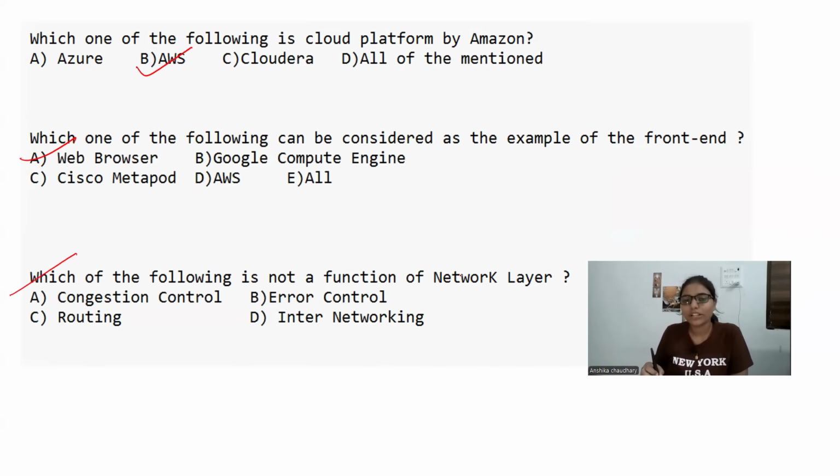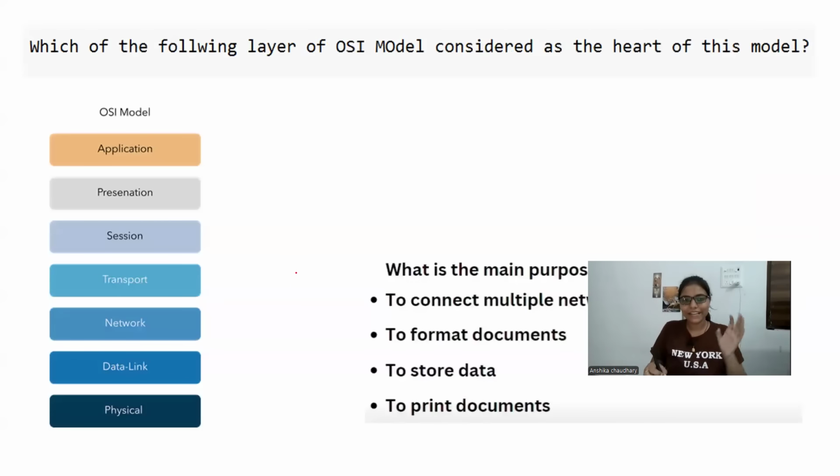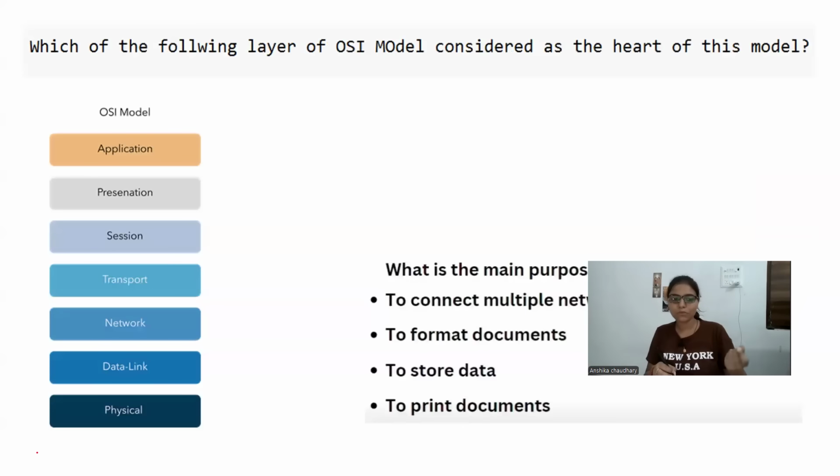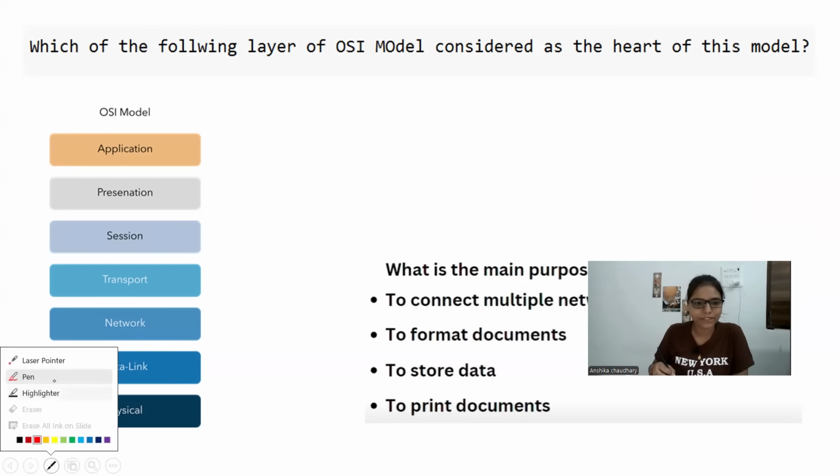Which of the following is not a function of the network layer? Congestion control, error control, routing, or internetworking. So error control is the function of the data link layer, right? And all the rest belong to the network layer. So error control will be the answer. And here, I think I forgot to add the explanation. But anyway, when I upload this PDF, I will add the explanation.